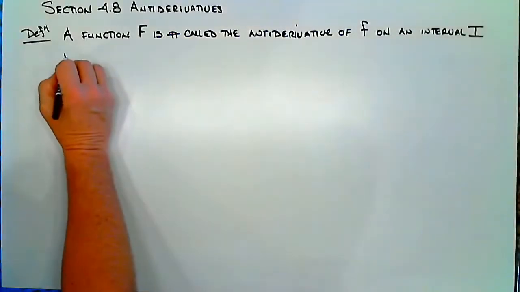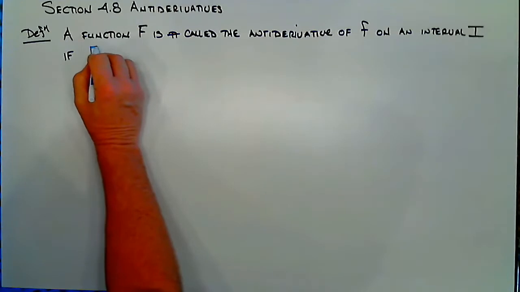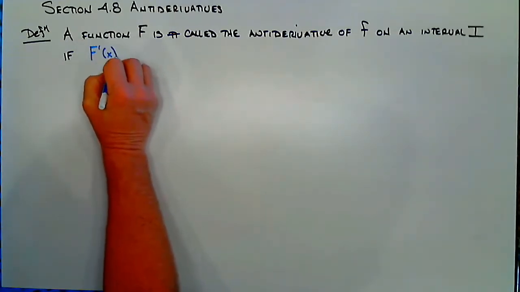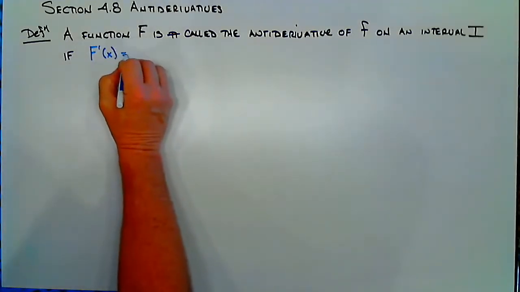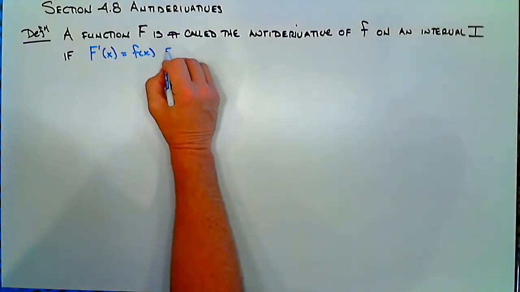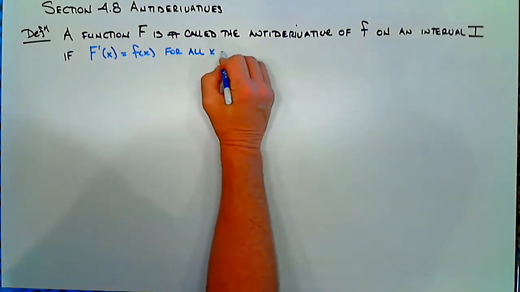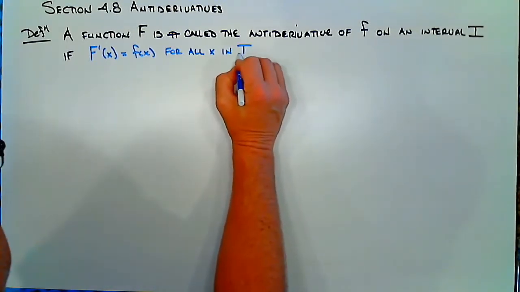If. And this is the important part, right? This is the part that matters. If the derivative of capital F equals f of x for all x in I.